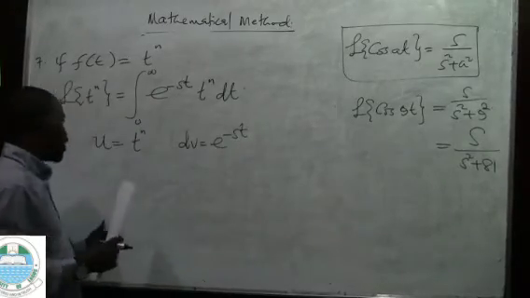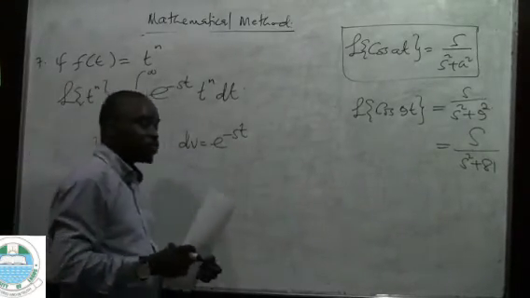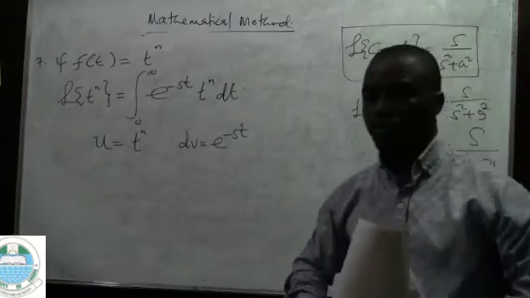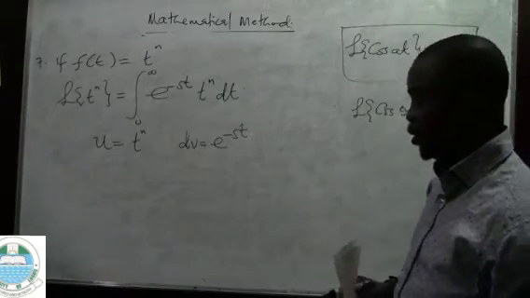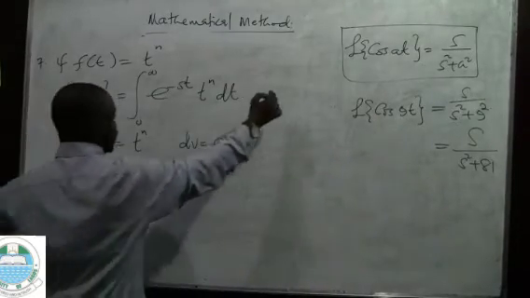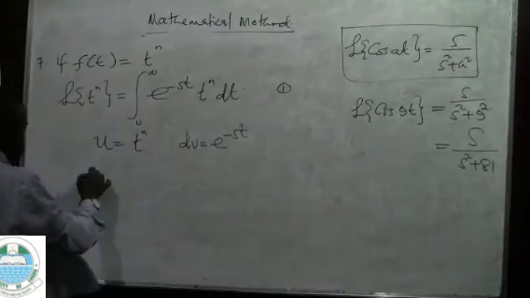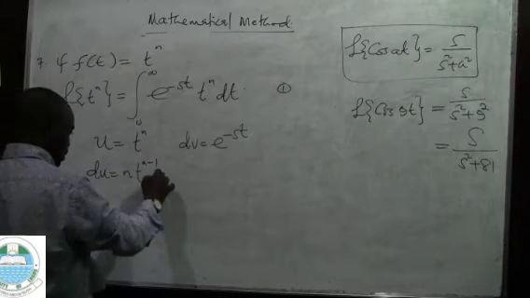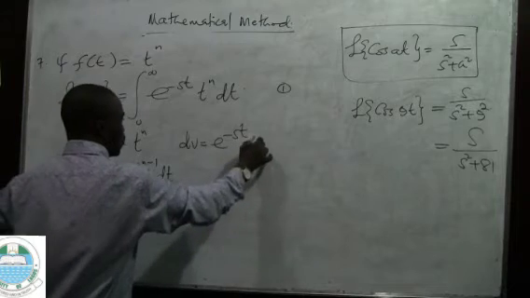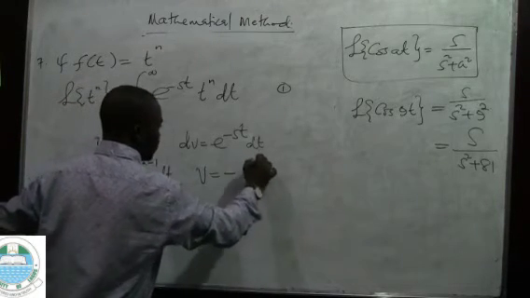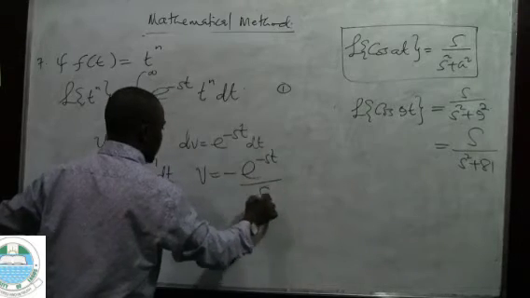Why? Because t raised to power n is easily differentiable, while e raised to power minus st is a function that is easily integrable. So, call this one equation 1. du gives n t raised to power n minus 1 dt, while our v gives minus e raised to power minus st divided by s.